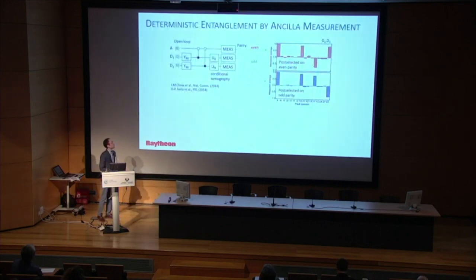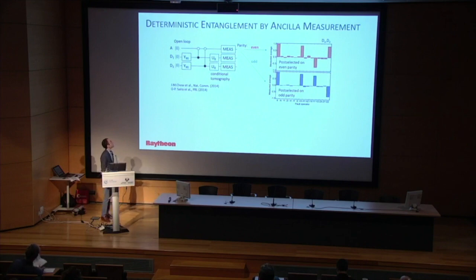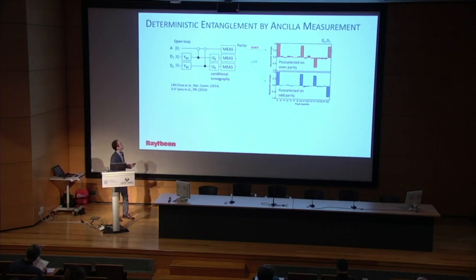A different example, which is also relatively simple, is to create a deterministic entanglement by measurement and feedback, or in this case, it's feed-forward. The reason is that we basically do a parity measurement as in the surface code, but only using 3 qubits here, where you map the parity of the 2 data qubits into the ancilla, and then you can do measurements of the ancilla to determine what the parity is. And depending on the parity, you can post-select the tomography on the data qubits.